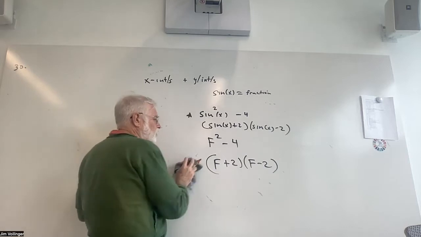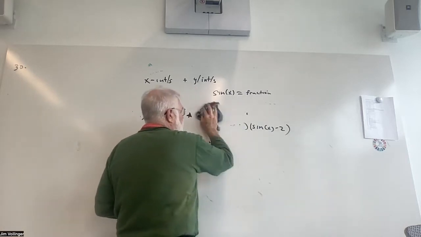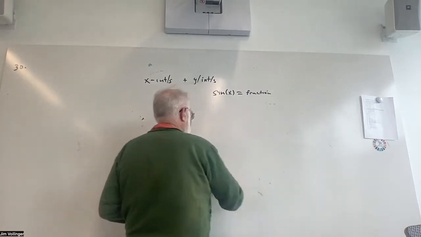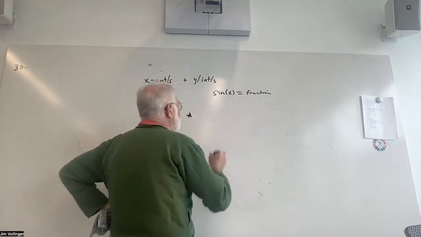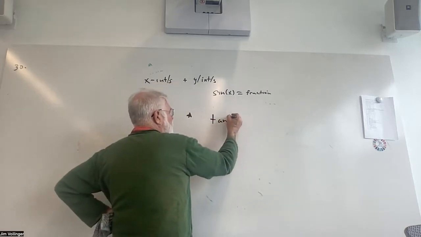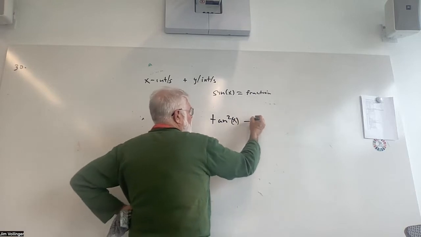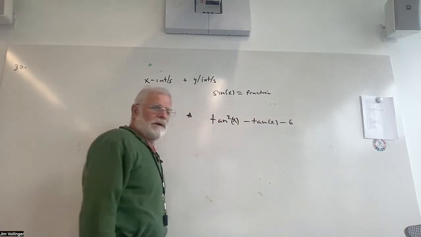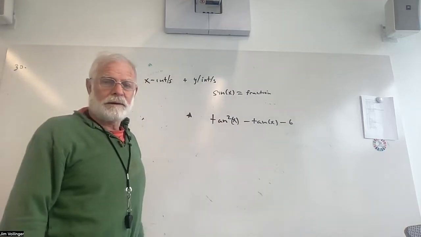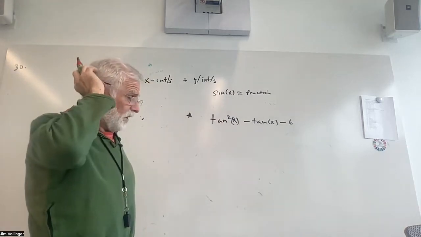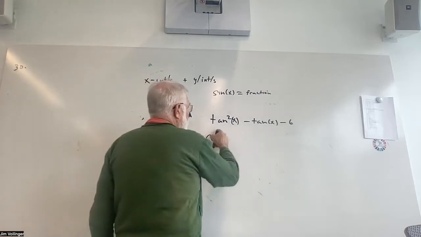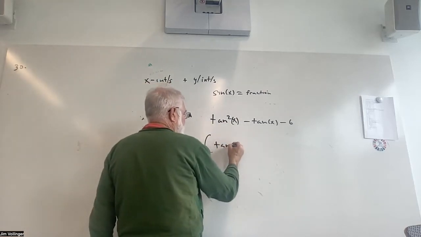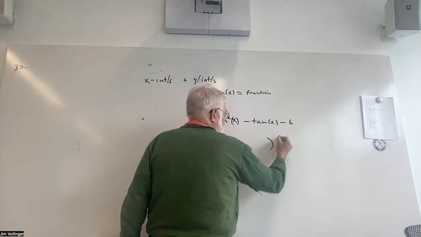So I can give you some other ones, see if you can factor. Trigonometry can be solved by factoring. A lot of equations can be solved that way. So what if I give you tan squared x minus tan x minus 6? See if you can get a product. Well, there's only one way to get tan squared x. It's tan x times tan x.